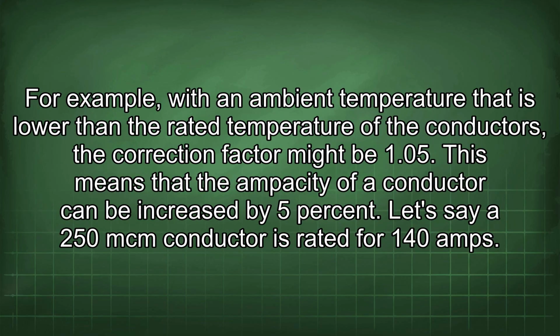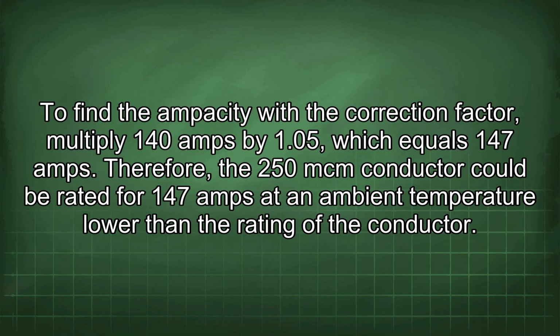For example, with an ambient temperature that is lower than the rated temperature of the conductors, the correction factor might be 1.5. This means that the ampacity of a conductor can be increased by 5%. Let's say a 250 mcm conductor is rated for 140 amps. To find the ampacity with the correction factor, multiply 140 amps by 1.5, which equals 147 amps. Therefore, the 250 mcm conductor could be rated for 147 amps at an ambient temperature lower than the rating of the conductor.